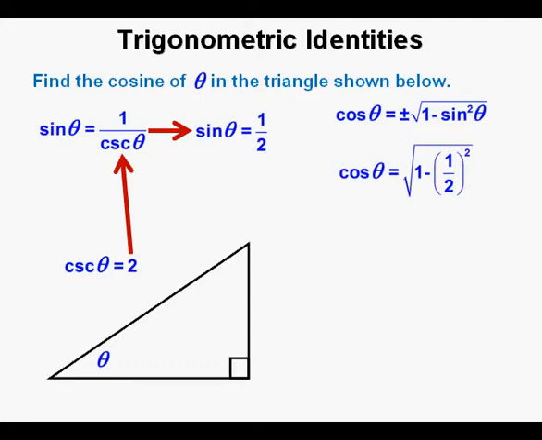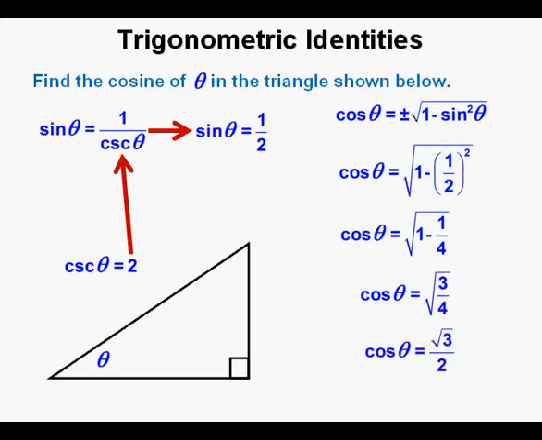And since 1 over 2 squared is 1/4, we now have cosine theta equal to the square root of quantity 1 minus 1/4. And since 1 minus 1/4 is 3/4, we get the cosine theta equal to the square root of 3/4. And since the square root of 4 is 2, we can remove the radical from the denominator and just make it 2, so we have the cosine theta equal to the square root of 3 over 2.